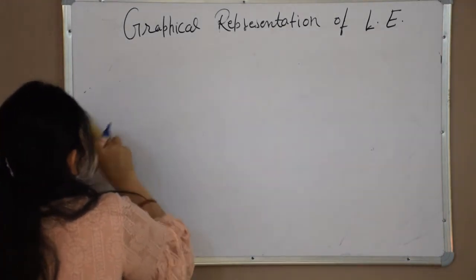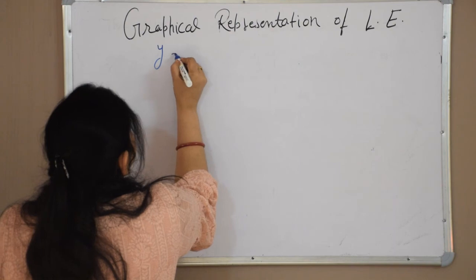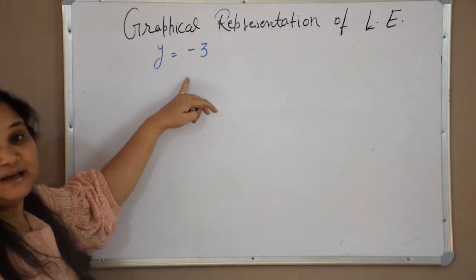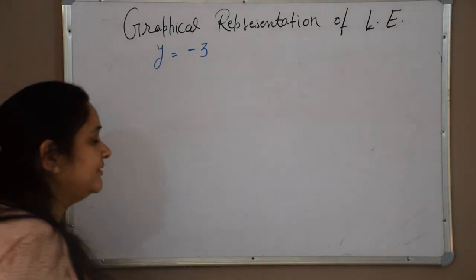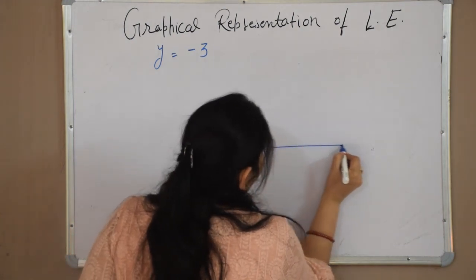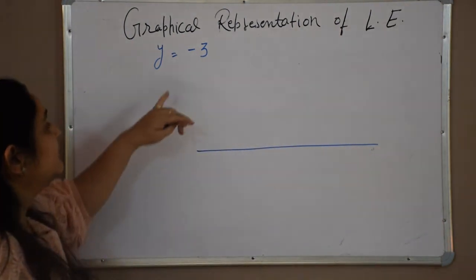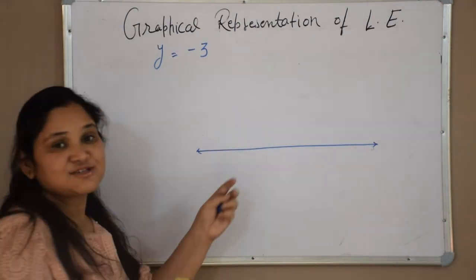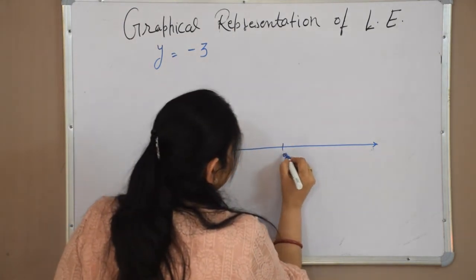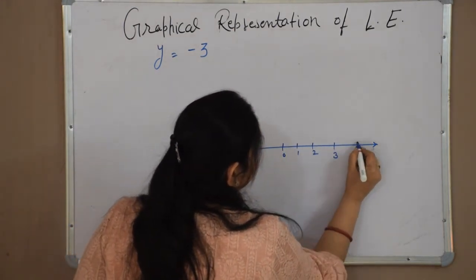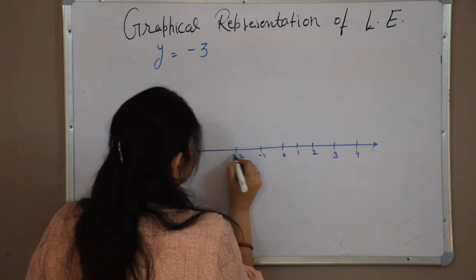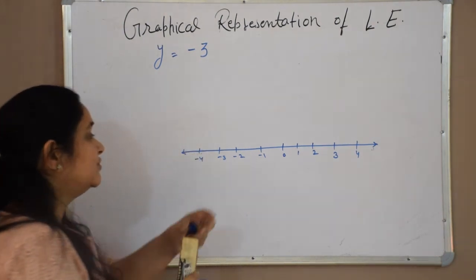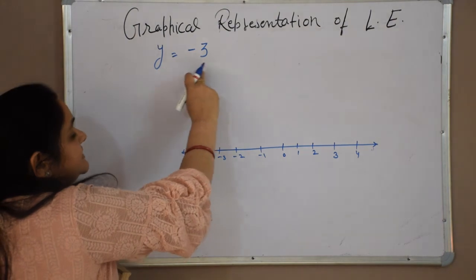Again, one more question. y is equal to minus 3. We have to represent this y is equal to minus 3 on the number line in the form of a linear equation in one variable. Again we will consider just a number line, that is called the real line. Again we will mention 0, 1, 2, 3, 4 and here minus 1, minus 2, minus 3, minus 4, and it goes indefinitely. We have to plot y is equal to minus 3.